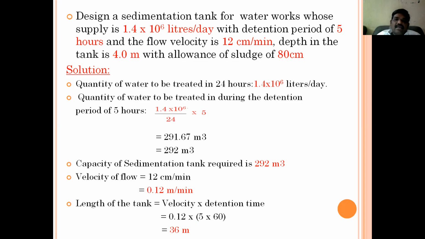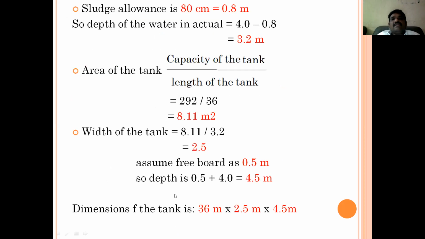First, we found the capacity of the sedimentation tank that is required. Simply, during the detention period, the total quantity to be treated by 24 into 5, we got the capacity. Flow velocity is given in centimeters, so we converted it into meters, 0.12 meters per second, because the length of the tank is velocity into detention time. Detention time is 5 into 60 minutes. Now we get the length as 36 meters. The sludge allowance is 80 centimeters, but we are going with 0.8 meters.